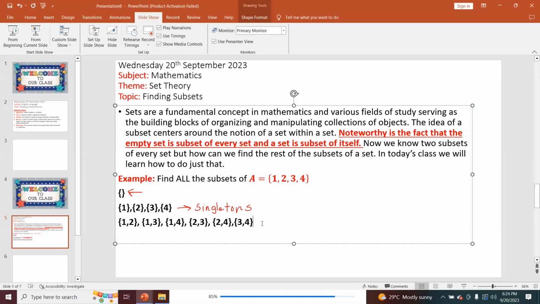For those who say yes, I mean no, that's not all the subsets. Give me another subset. 1, 2, 3. Exactly. Thank you, Kai. So we could do ones with threes now. So 1, 2, 3. That's a subset. All right. What else can we do?